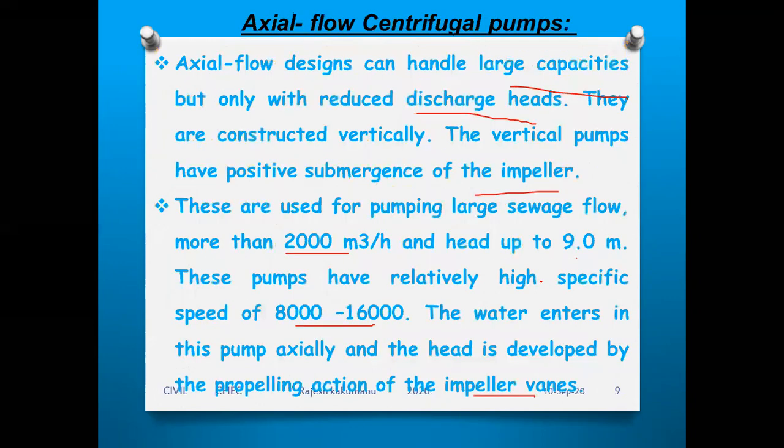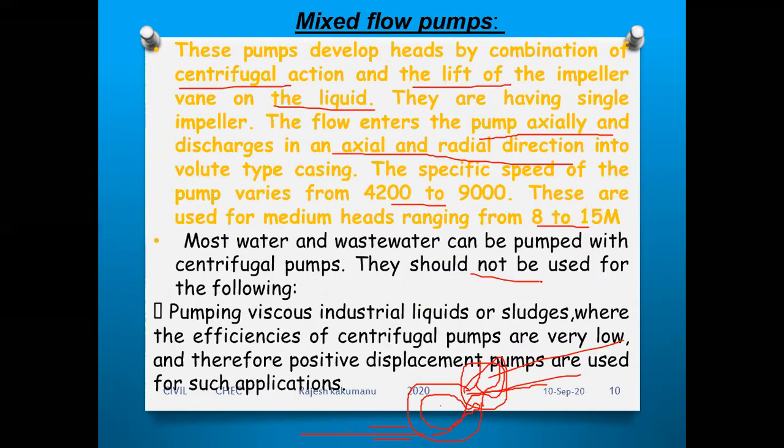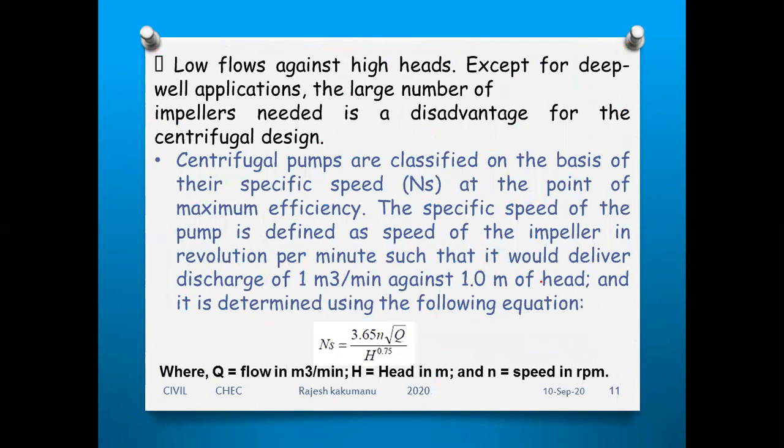Next, low flows against high heads, except for deep well applications. The large number of impellers needed is a disadvantage for the centrifugal design. So what is the next disadvantage? Why are we not using centrifugal? Low flows against high heads. Whenever you have a high head application, there will be low flows because of the sludges.